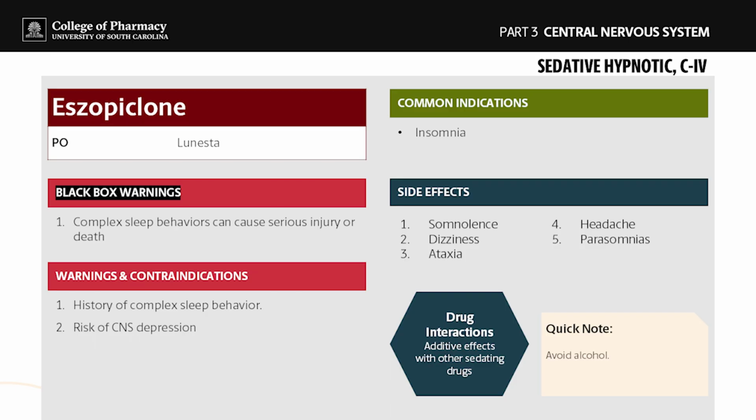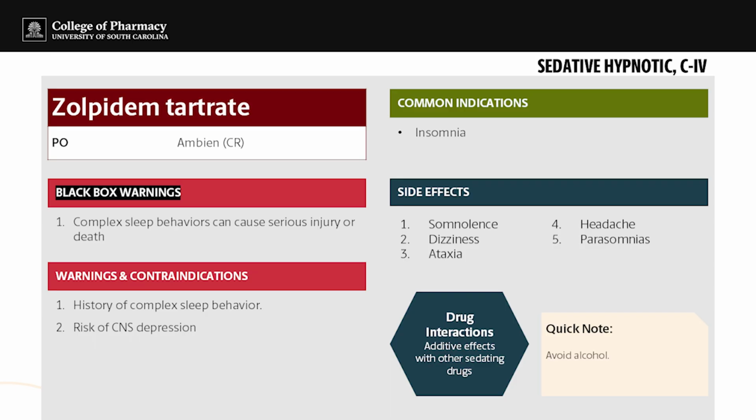The brand name is Lunesta, and it's used for insomnia. And of course, the side effects are somnolence, dizziness, ataxia, headache, and parasomnias. For this drug, you need to make sure you tell your patients to avoid alcohol and make sure that they know that if they're taking other sedating drugs, they can have additive effects. It can increase that. It carries a risk of CNS depression also.